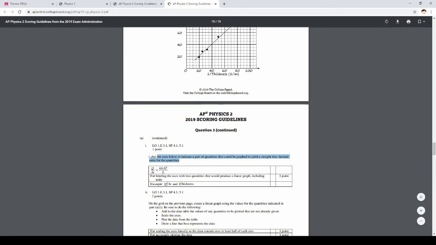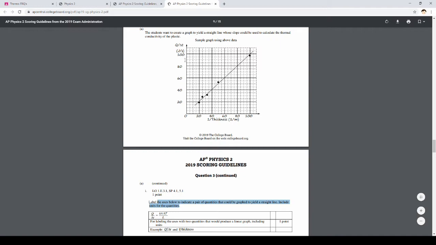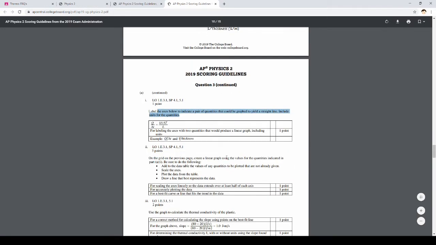So having our axes labeled, make sure that you include units for your axes labels. On the grid on the previous page, create a linear graph using the values for the quantities indicated in part A I. Be sure to do the following. Add to the data table the values of quantities that are plotted that are not already given. Scaling the axes, plotting data, drawing the line.